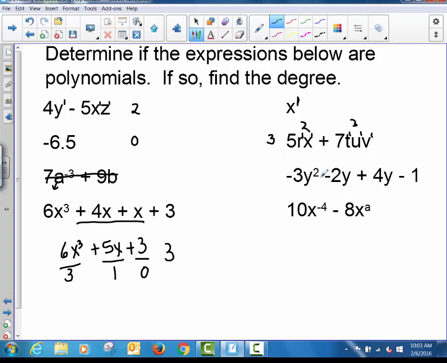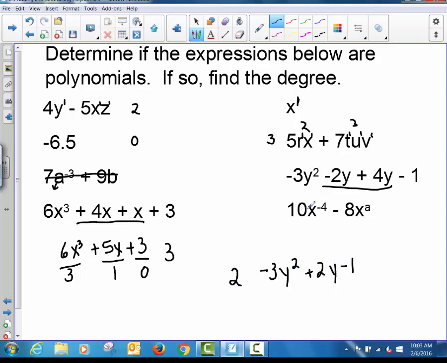All right, once again, you have to combine these two right here. So let's rewrite it down here. This is negative 3y squared. 4y minus 2y is 2y minus 1. All of these are monomials. That makes the whole thing a polynomial. And the degree, the biggest degree is, this is 0, this is 1, and this is 2. So the degree of the whole thing is a 2.